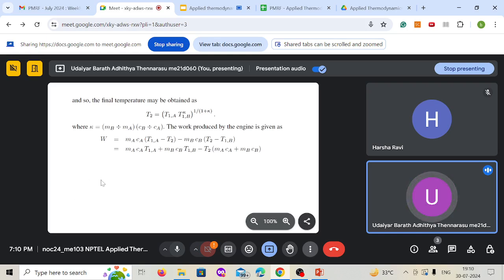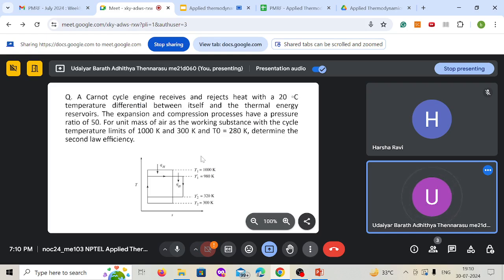So any doubt in this problem? Okay. So moving on to the next question.